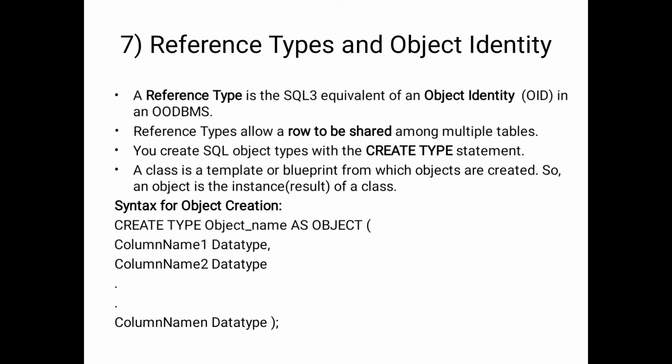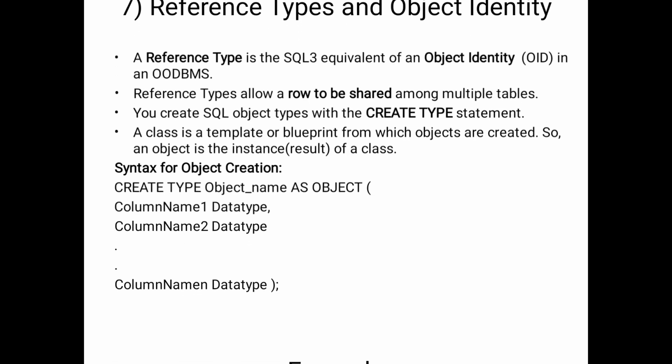Already we know how to create the object: the statement create type. We will consider any object name. Here we will mention this is an object, then open parenthesis. Here we will consider so many fields like in create table, and we will mention each field's data type. Simply, creating an object is similar to creating a table. Now we will move to the example.